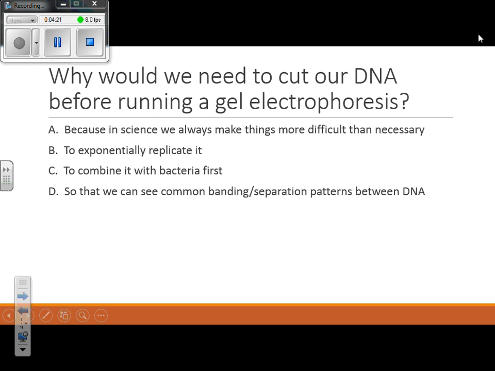All right, next question. Why would we need to cut our DNA before running a gel electrophoresis? I'll give you a second to look at the options. So hopefully you marked D. A is sometimes true as well. Exponentially replicating DNA would be what we talked about with PCR, or polymerase chain reaction.